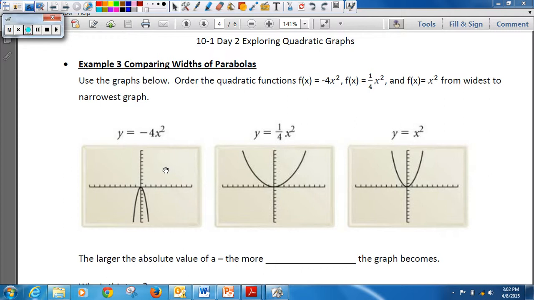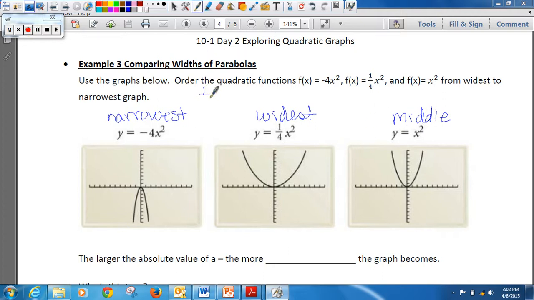It says use the graphs below. Order the quadratic functions f of x equals negative 4x squared, f of x equals 1/4 x squared, and f of x equals x squared from widest to narrowest graphs. So if I look here, and I'm just looking at the picture for now, this is going to be our narrowest. The middle one here is the widest, and this one is in the middle. So it asked us to go from widest to narrowest, so it would be y equals 1/4 x squared. The middle would be x squared, and the narrowest is negative 4x squared.